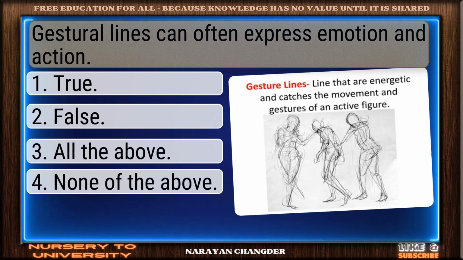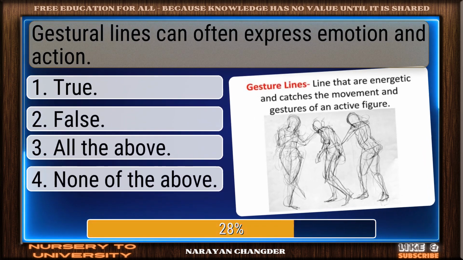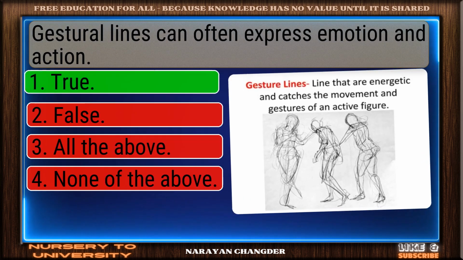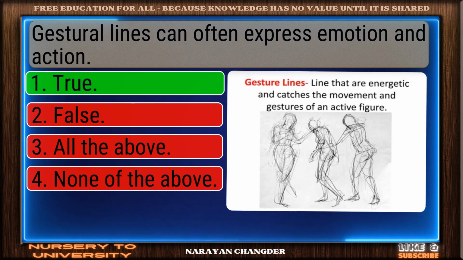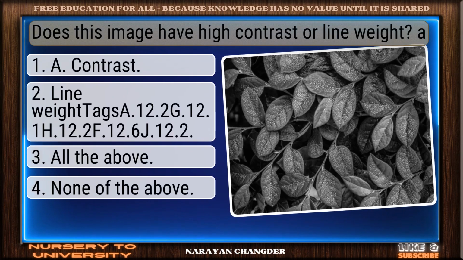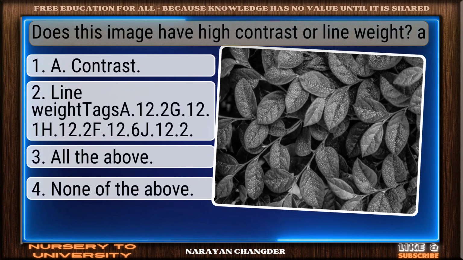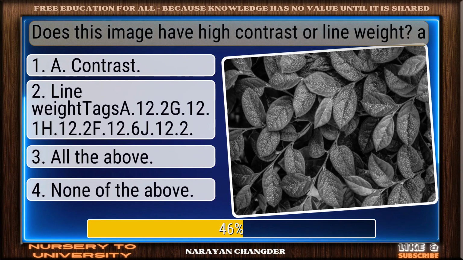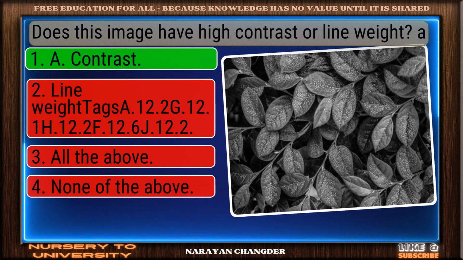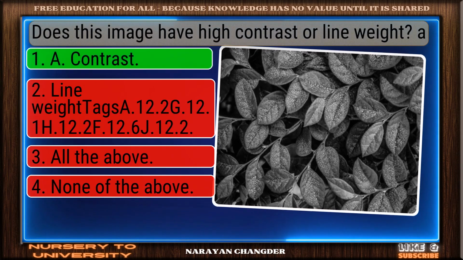Gestural lines can often express emotion and action. Smart pick. True is the correct choice. Does this image have high contrast or line weight? A. Sharp thinking. A contrast is the right choice.